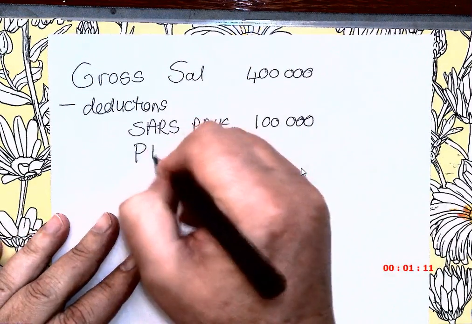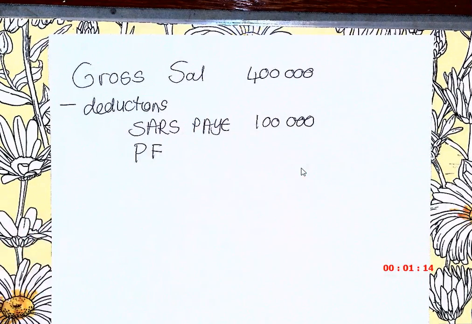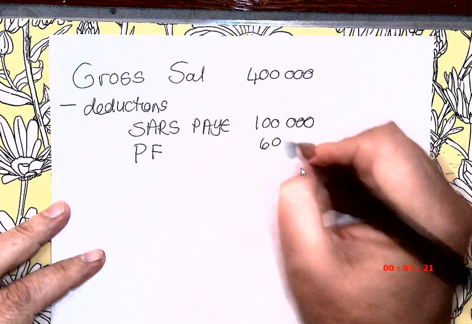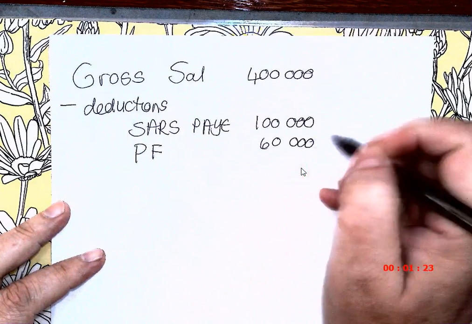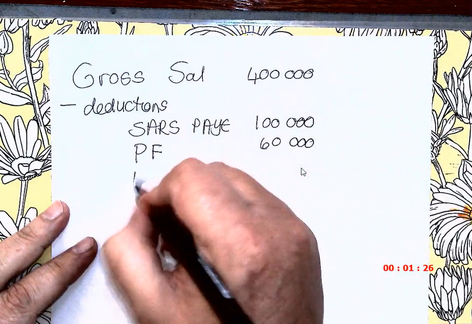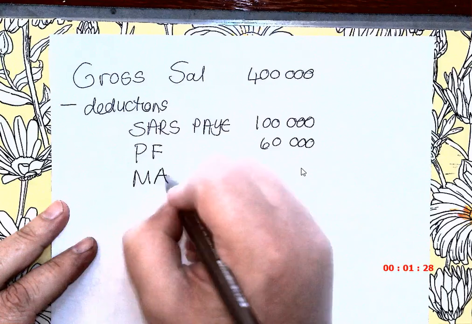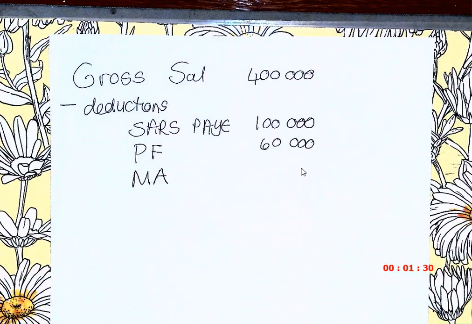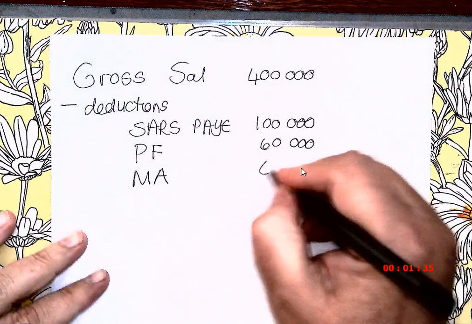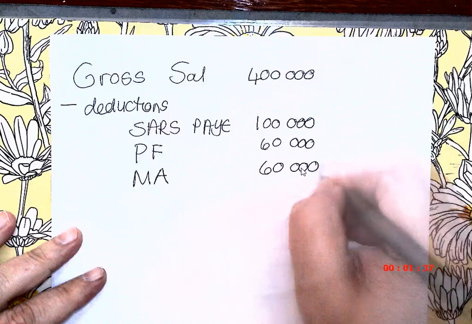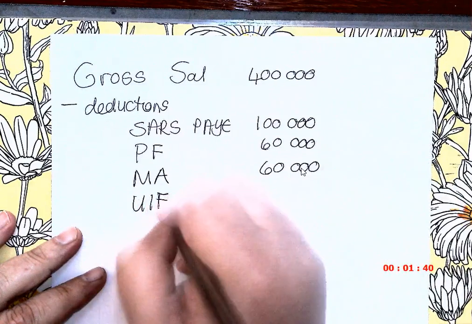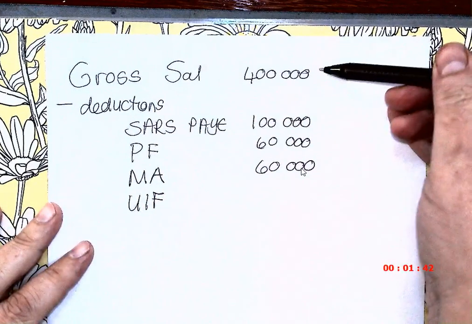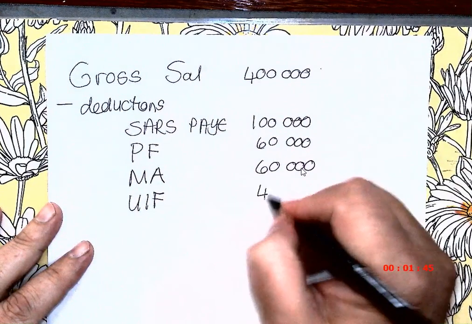Pension fund. Let's say you pay every month for your pension 5,000. So 5 times 12 gives me 60,000. Okay, you're getting with me here. Medical aid. Let's say your medical aid is also about 5,000. So that's another 60. UIF is 1% of your gross, so it's going to be 40.